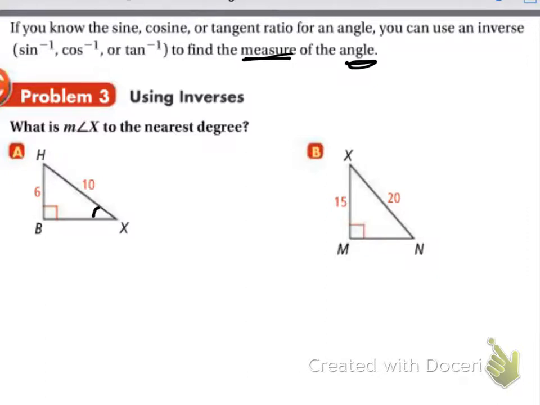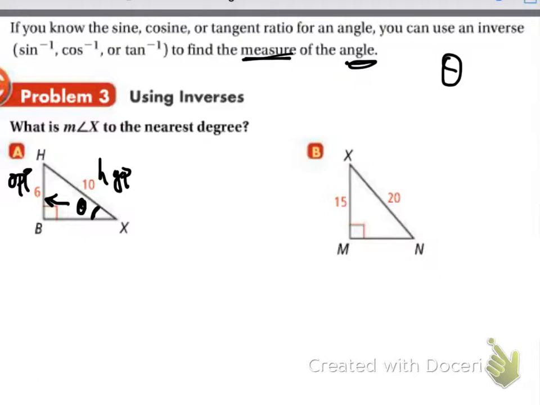Alright, so here is angle x in A, and usually when we're trying to find unknown angle measures, we use the Greek symbol theta. That is that right there. Okay, so what do we got here? So there's theta. We have involved here opposite, and we have involved here the hypotenuse.